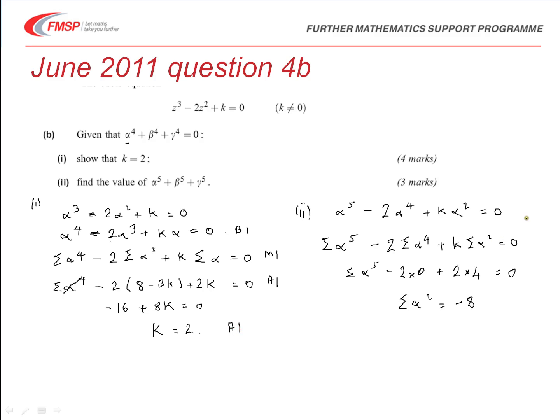And then in part 2, similarly, you'll get a method mark for coming up with the correct statement here. You'll then get an accuracy mark for substituting in the values for the sum of the alpha to the 4th and the sum of the alpha squareds, and then finally an accuracy mark for getting the correct answer. Sorry, that should be the sum of the alphas to the 5. My apologies for that misprint there.